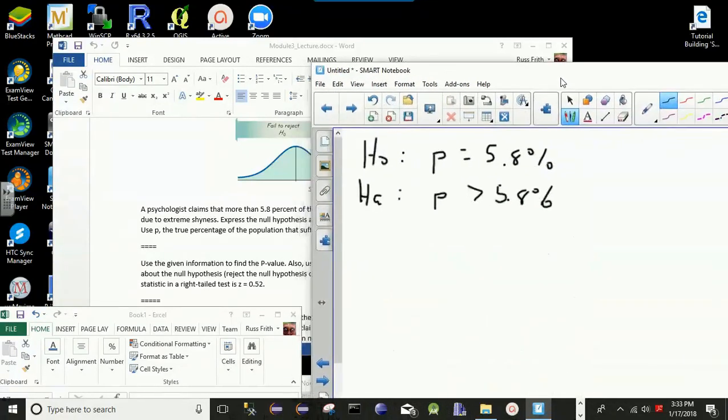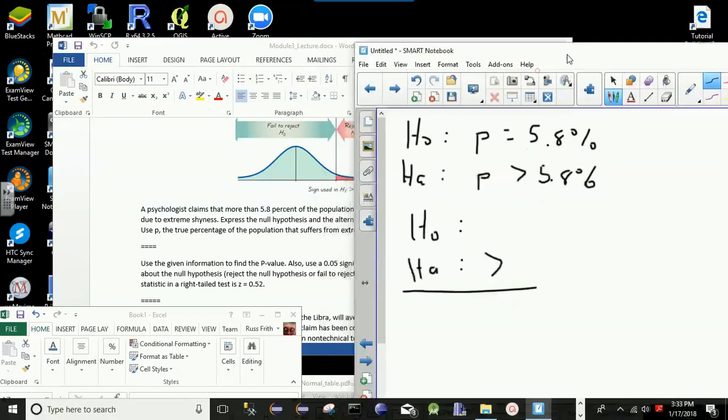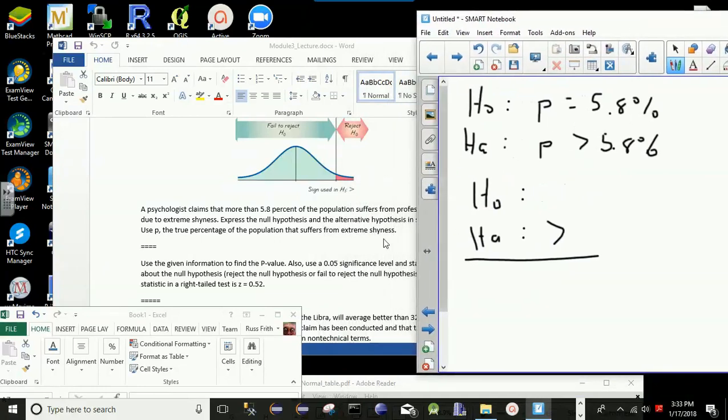Okay, so it's a right-tailed test. So you have H naught, and you have some claim, and then HA is that. We don't know the particulars of this problem, but we do know that the test statistic, the Z test, is equal to 0.52.